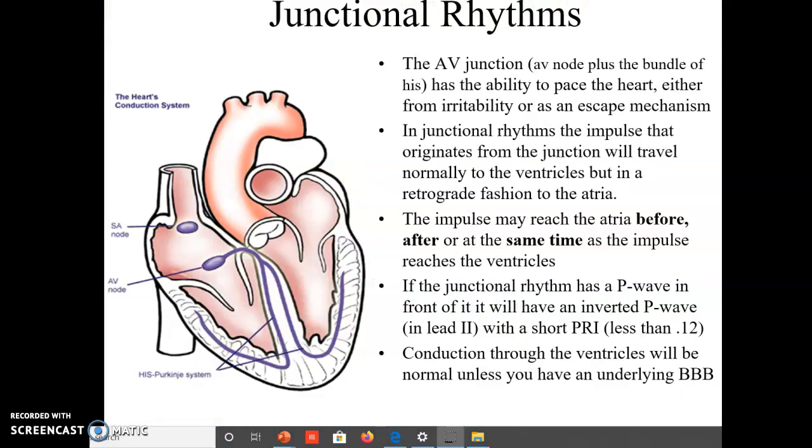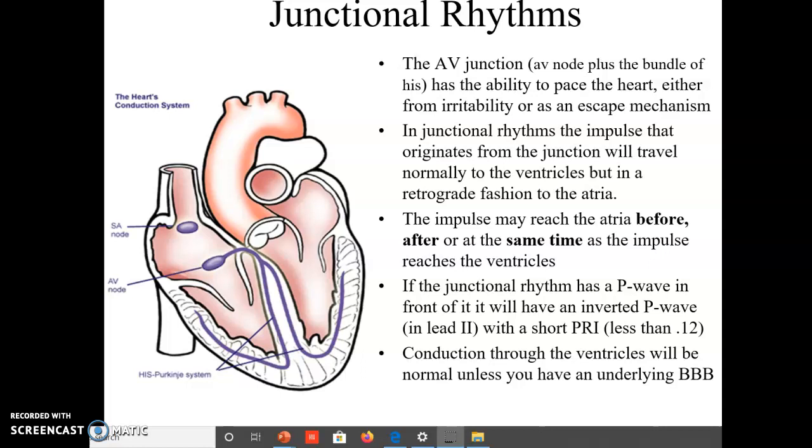Today we're going to be learning about junctional rhythms. Now when we're talking about junctional rhythms, we're talking about the AV junction, which is the AV node plus the bundle of His. We used to call these nodal rhythms because we used to think that the pacing capability actually was in the AV node itself.